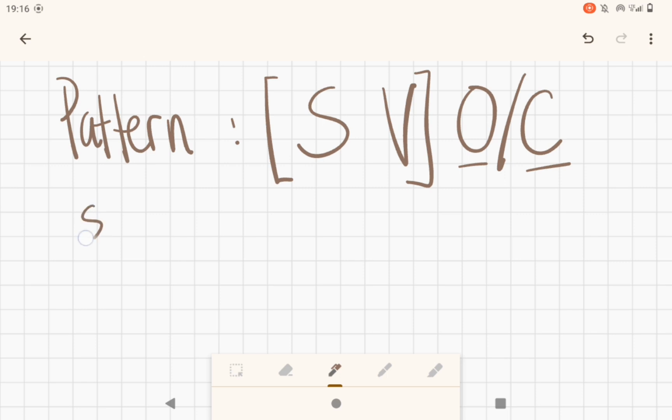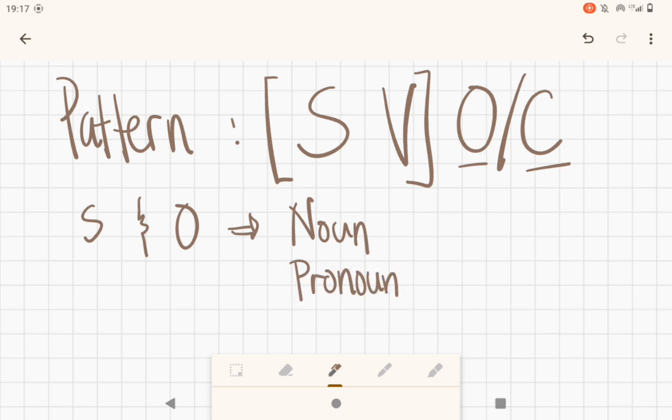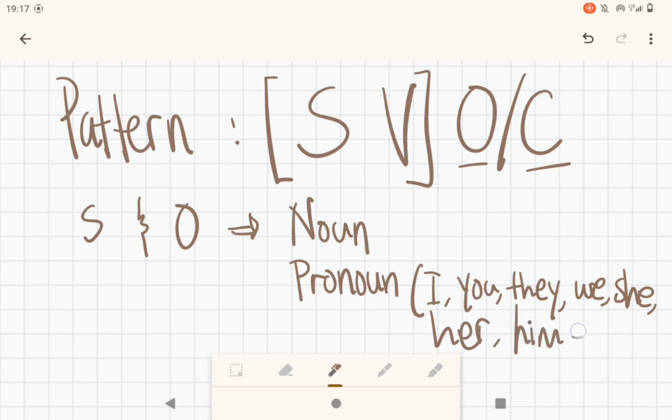So, subject and object are basically nouns. Anything that can construct a noun could be a subject and also an object. We also have pronouns like I, you, they, we, she, her, him, etc. They could be subject or object too. So maybe we can have a special video to talk about pronouns. Okay, and then the verbs.